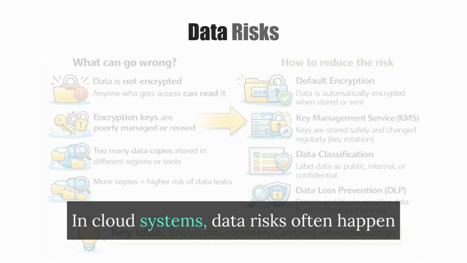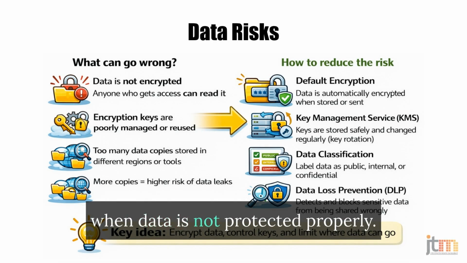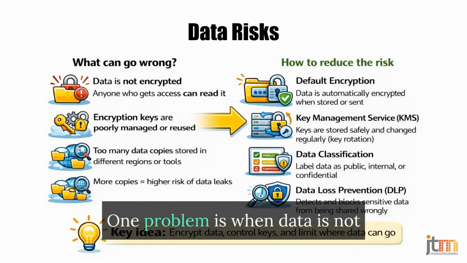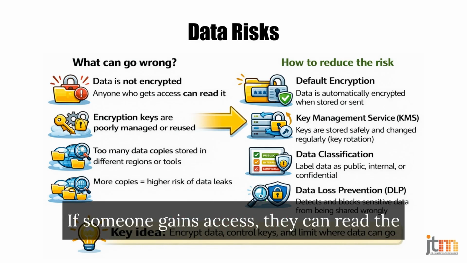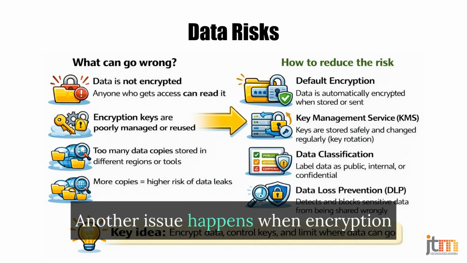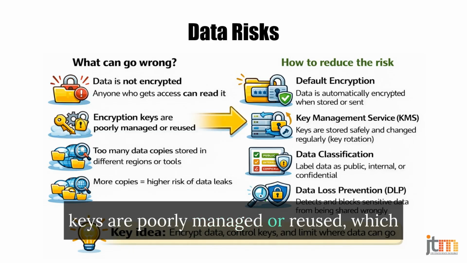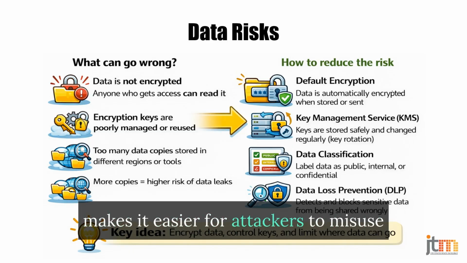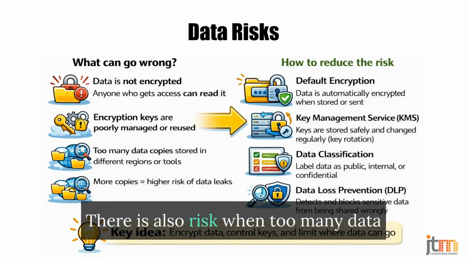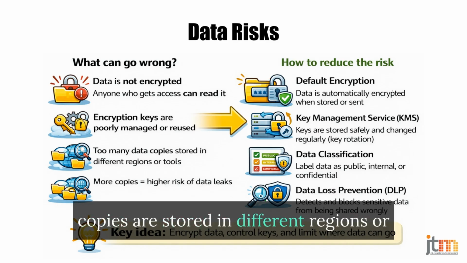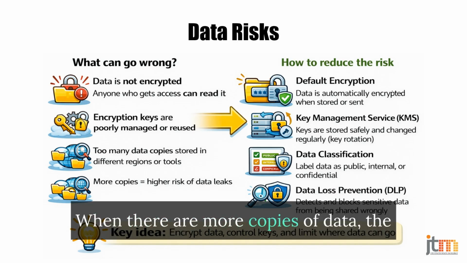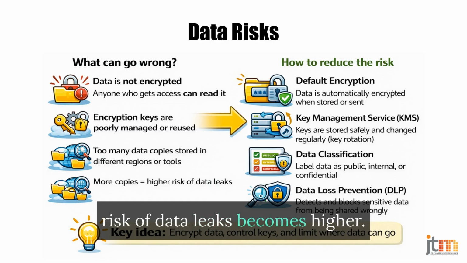In cloud systems, data risks often happen when data is not protected properly. One problem is when data is not encrypted. If someone gains access, they can read the data easily. Another issue happens when encryption keys are poorly managed or reused, which makes it easier for attackers to misuse them. There is also risk when too many data copies are stored in different regions or tools. When there are more copies of data, the risk of data leaks becomes higher.